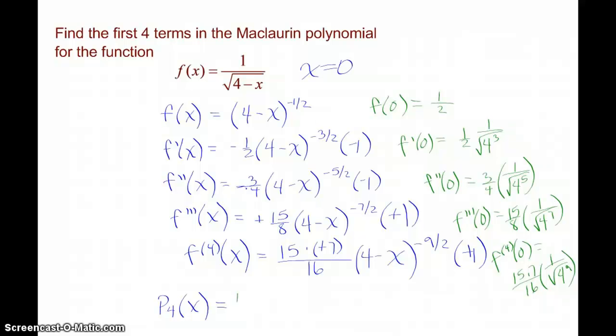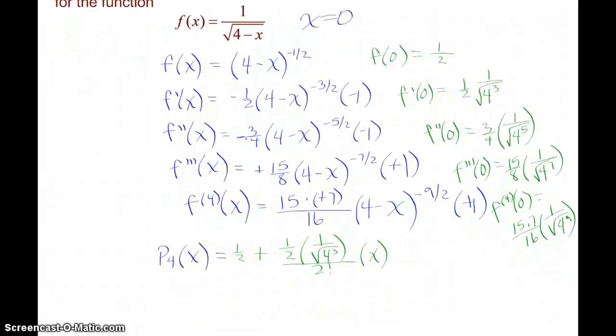We'll have 1/2, that's f of 0, plus 1/2 times 1 over the square root of 4 cubed, all over 1 factorial times x minus 0. Sorry, I have to remember to put my factorials in there. We haven't really covered that before. 1 factorial is just 1. That's usually why we don't write that in there.